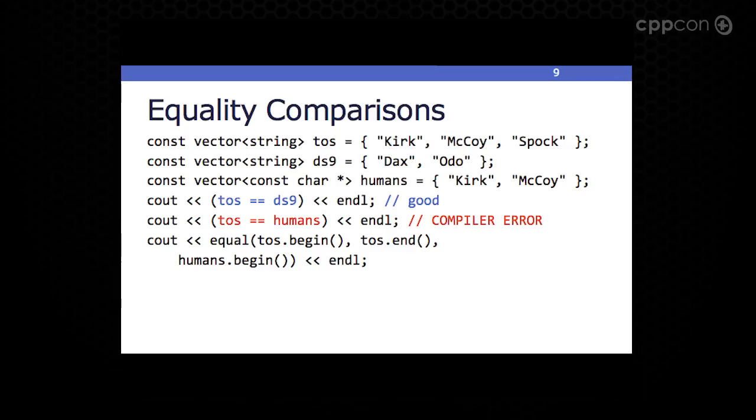OK, so now you must be thinking, OK, time to use equal. So I can write std::equal, TOS.begin, TOS.end, humans.begin. And this will totally compile.